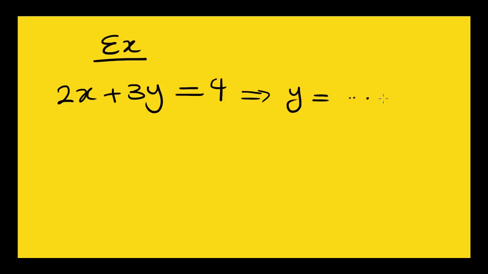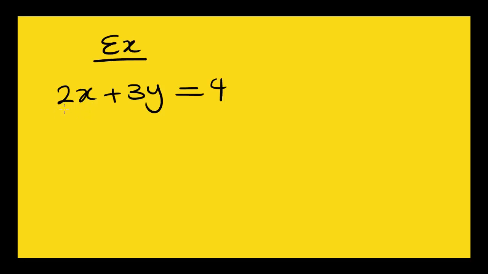In the equation 2x plus 3y equals 4, if you're asked to make y the subject of the formula, you want a form where y is the only term on the left hand side. Now, as you can see here, there's a term involving x, a term involving y, but you just want y. You don't even want 3y, you just want y. So what can I do?